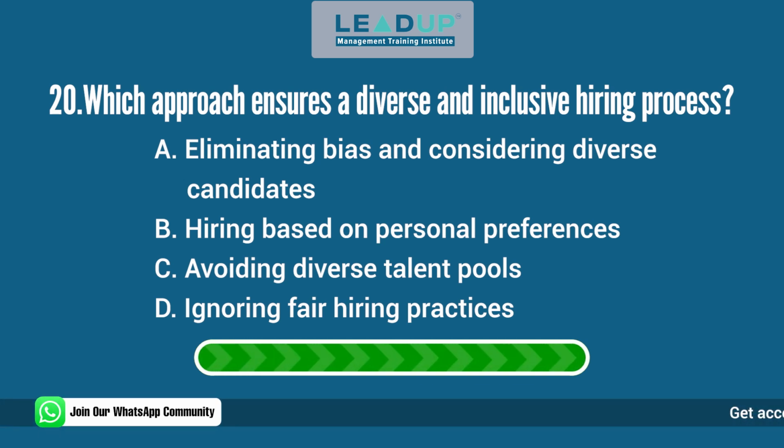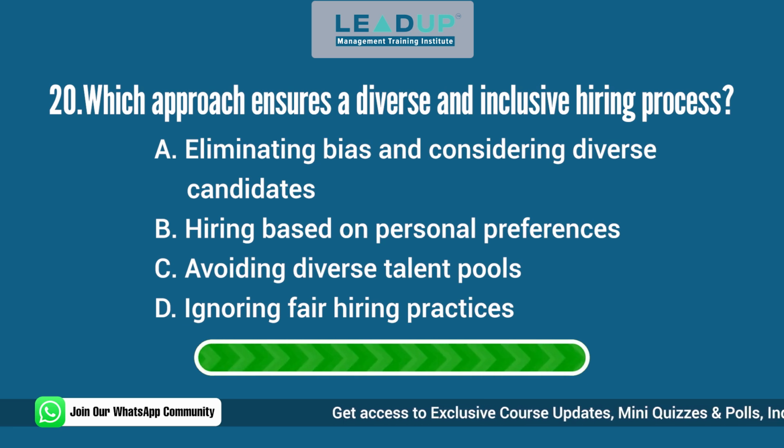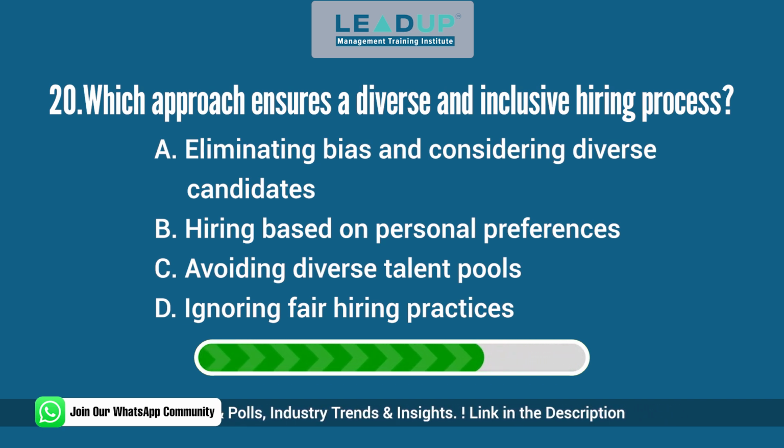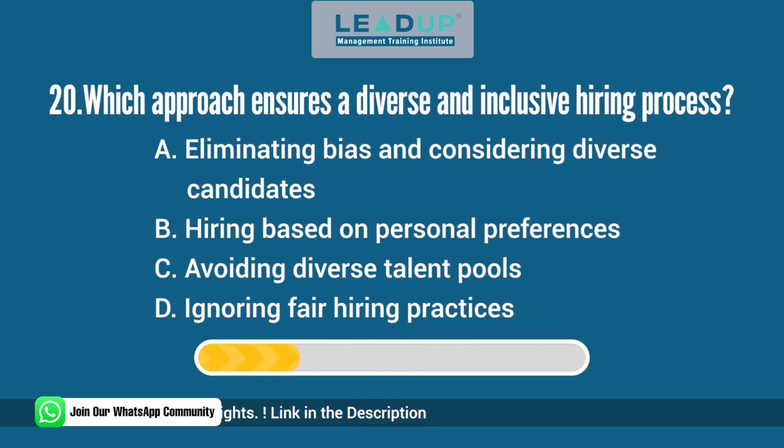Question 20. Which approach ensures a diverse and inclusive hiring process? A. Eliminating bias and considering diverse candidates. B. Hiring based on personal preferences. C. Avoiding diverse talent pools. And D. Ignoring fair hiring practices. Answer: eliminating bias and considering diverse candidates.